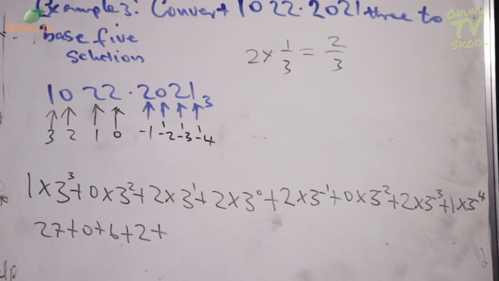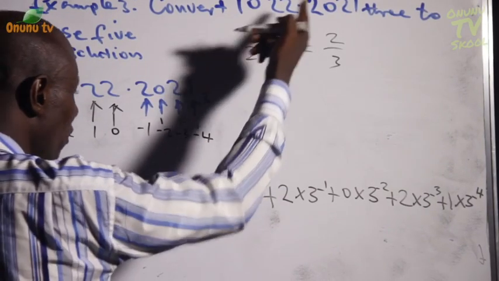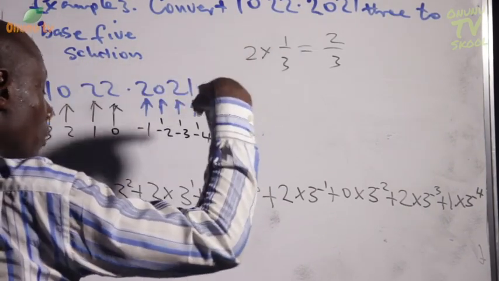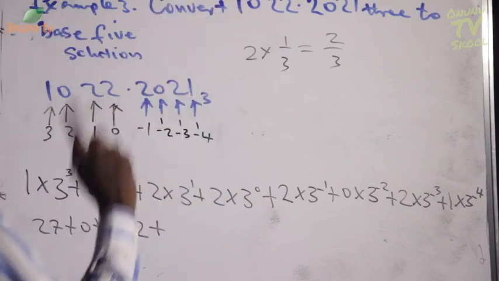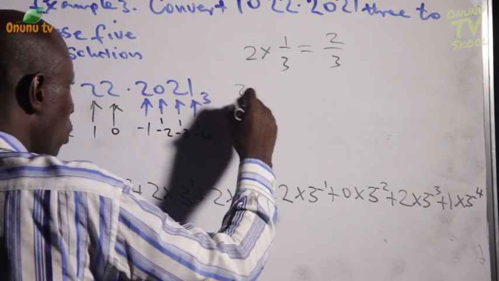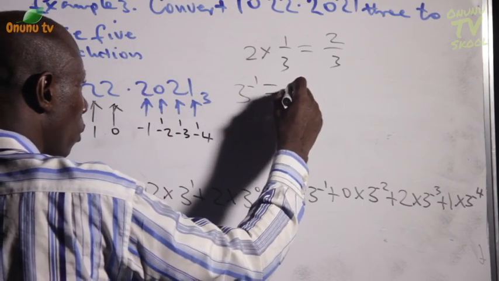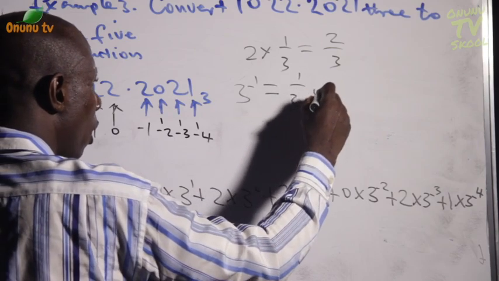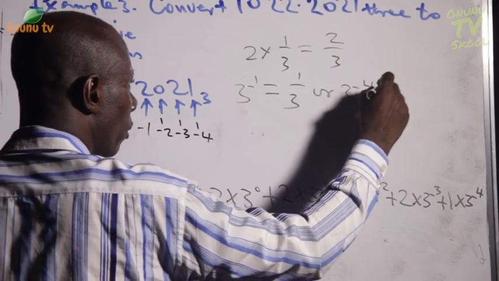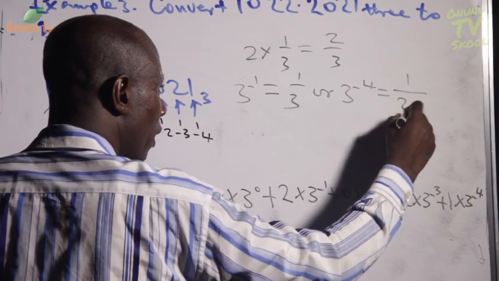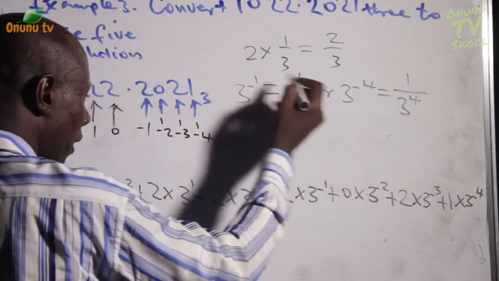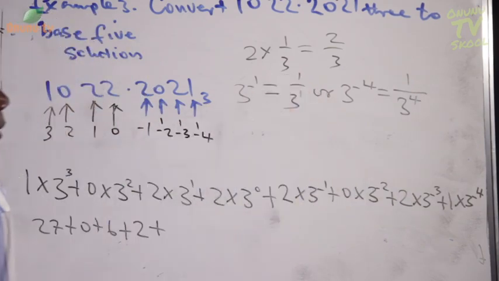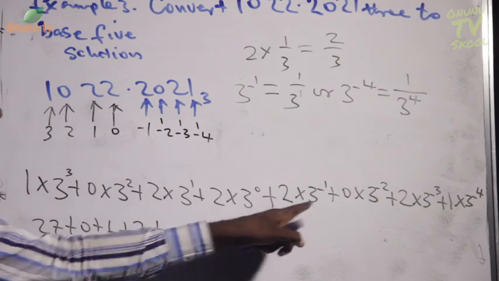Let me repeat myself. Whenever a number is raised to a negative power, the answer should be the reciprocal of that number, which is 1 over that number. For example, 3 raised to the power minus 1 will be equal to 1 over 3. Or if I say 3 raised to the power minus 4, this will be equal to 1 all over 3 raised to the power of 4. Of course, you know that here 3 raised to the power 1 is still 3. So that's what I'm doing here now.